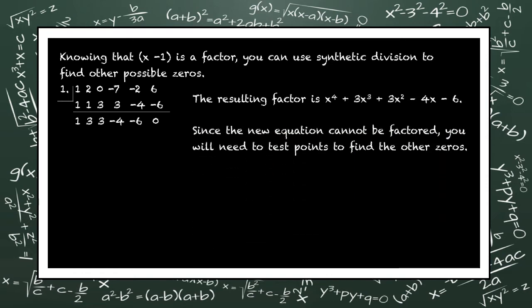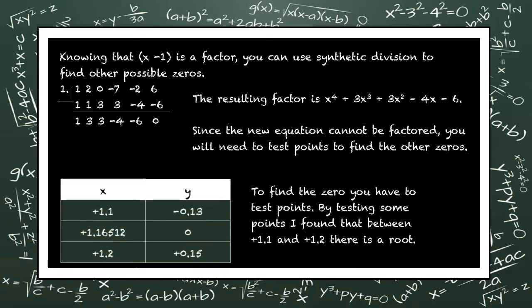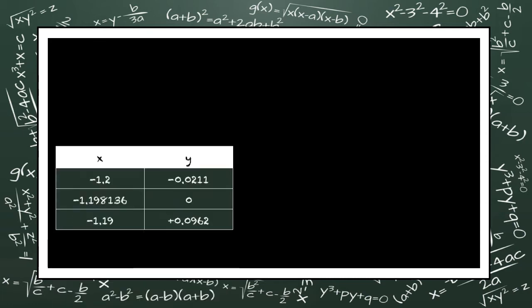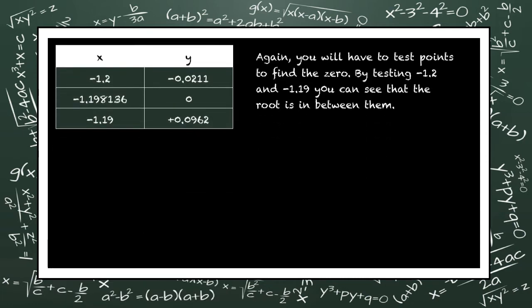Since the new equation cannot be factored, you will need to test points to find the other zeros. By testing some points, I found that between positive 1.1 and positive 1.2 there is a root at positive 1.16512. Again, you will have to test points to find the zero. By testing negative 1.2 and negative 1.19, you can see that the root is in between them at negative 1.198136. Therefore, the zeros are positive 1, positive 1.16512, and negative 1.198136.